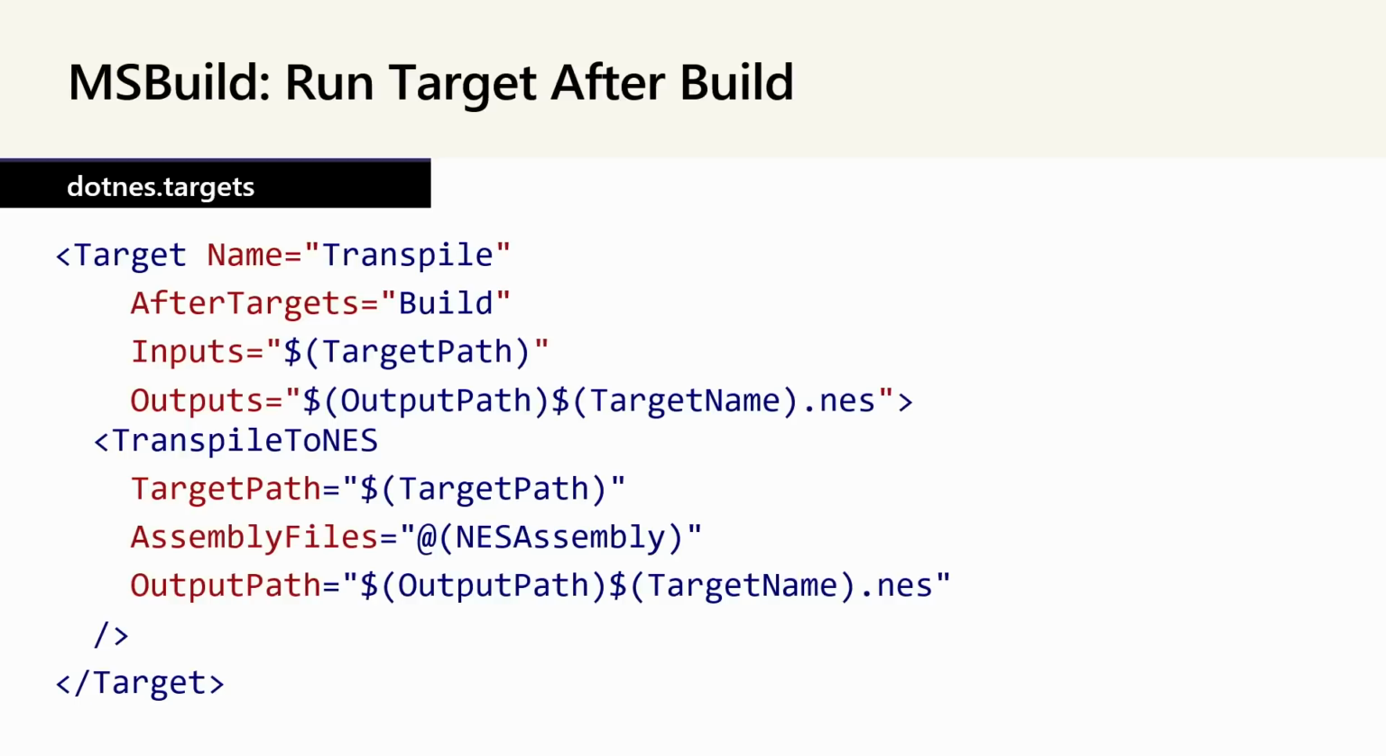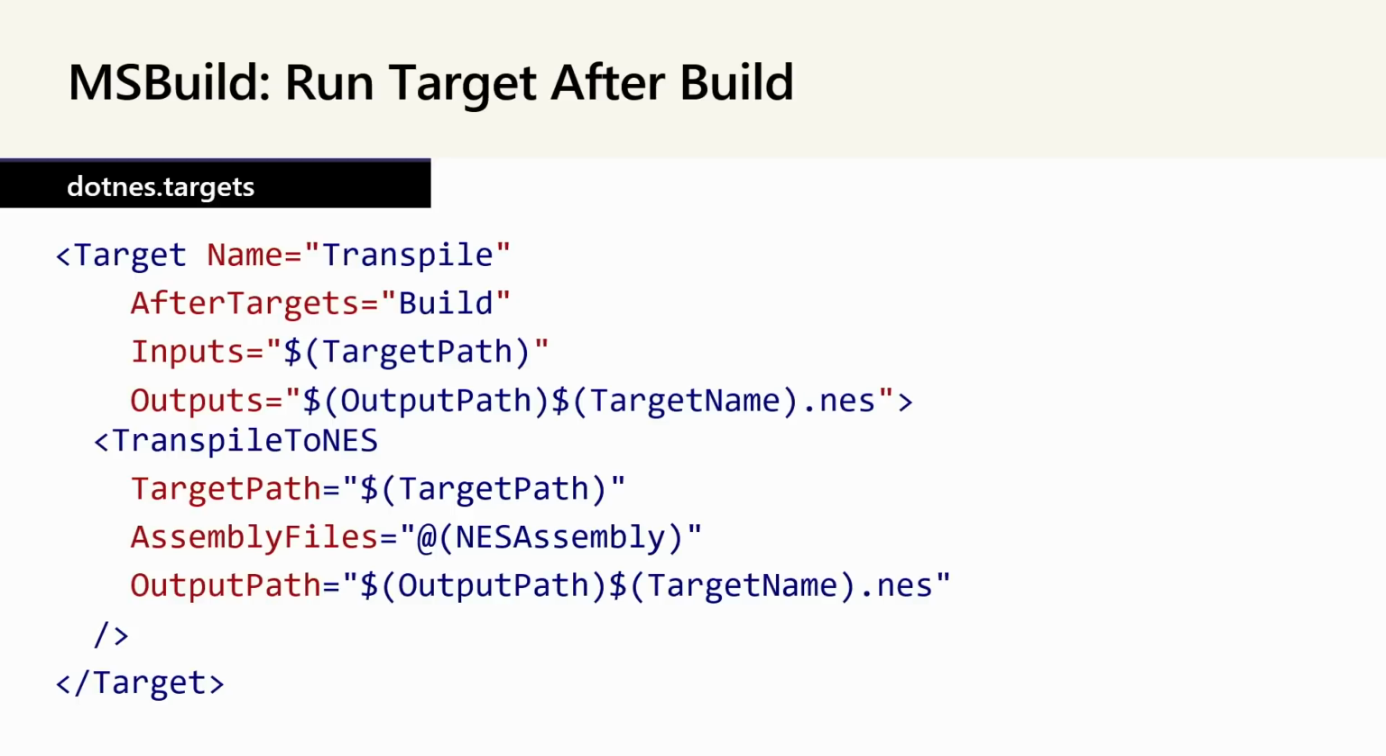This is just general good practice for writing MSBuild targets. And then I have a task here, TranspileToNES, which is actually C# code that does the work to make this happen. And I pass in the files that are needed.